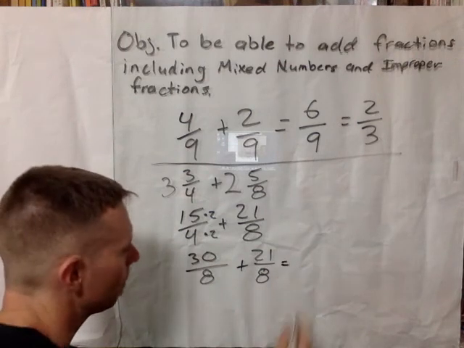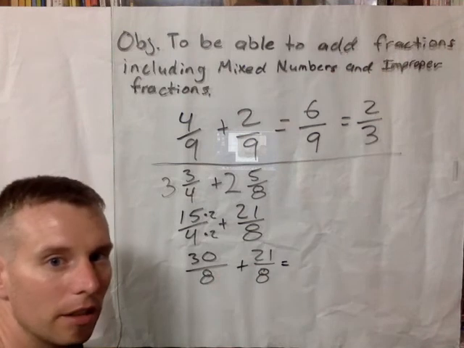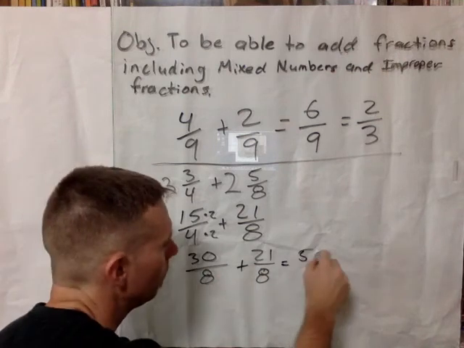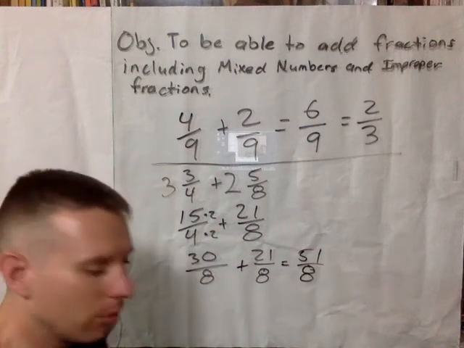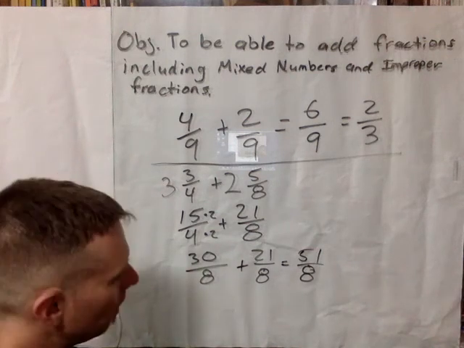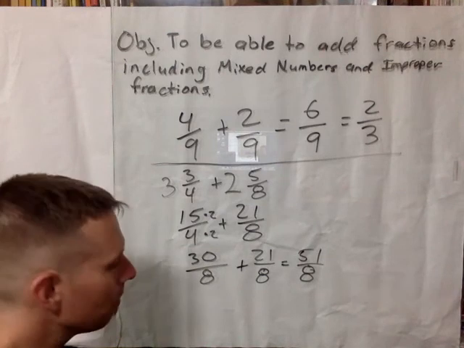Denominator is the same. Now we'll just go ahead and add the two numerators. We get 51 over 8, which is an improper fraction. We want to convert this back to a mixed number.